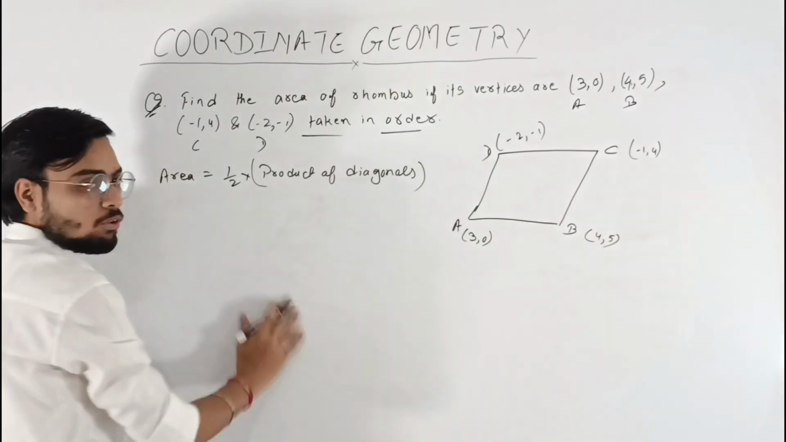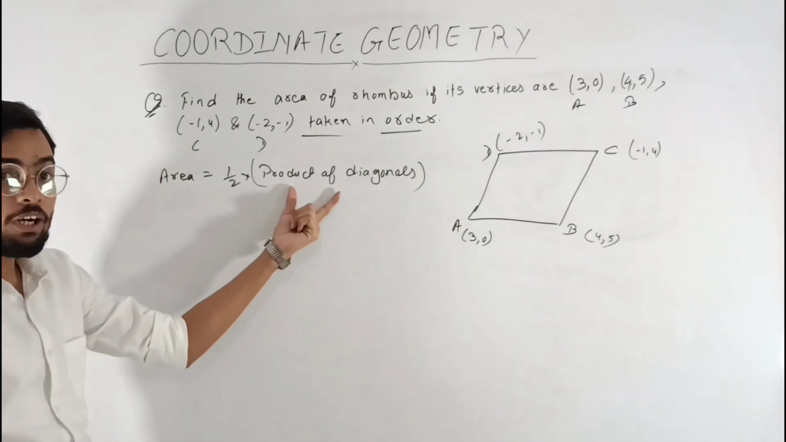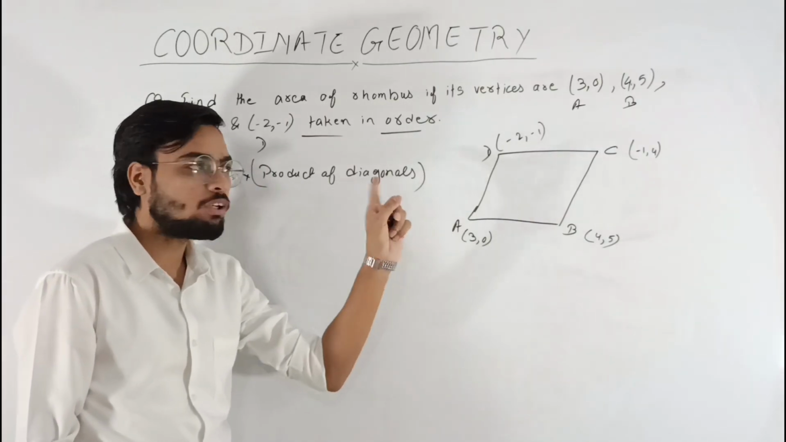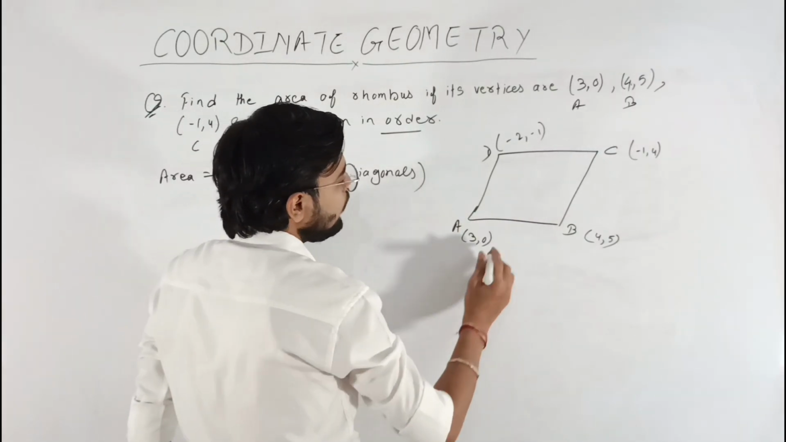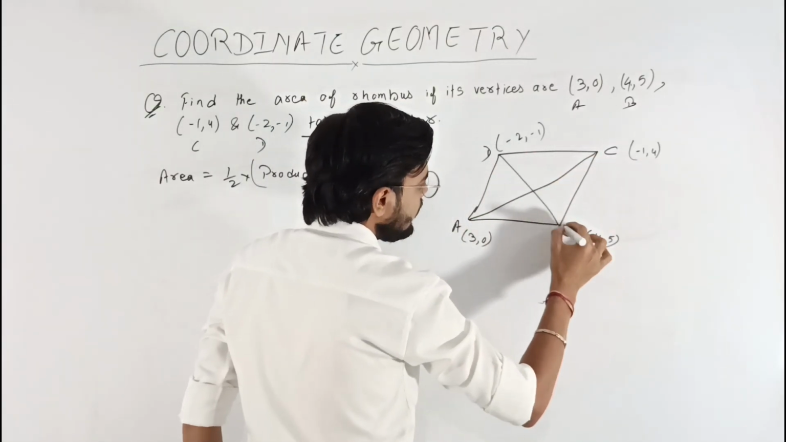This is the area of rhombus: half into product of its diagonals. So first we have to find the product of its diagonals, and for that, first we have to find the diagonals of this rhombus. So here, what is the diagonal? This AC is the diagonal and BD is the diagonal.